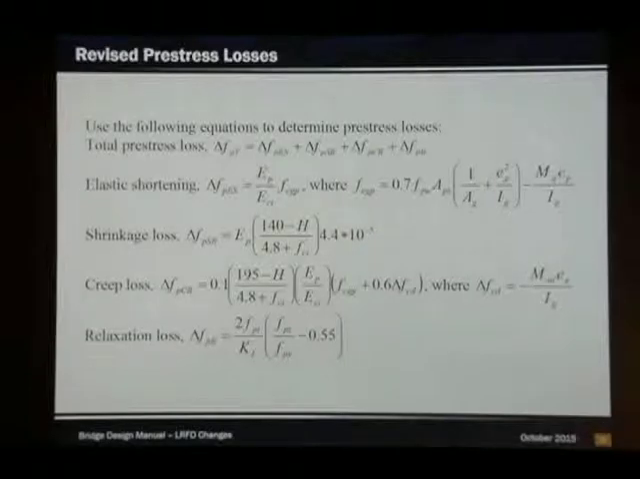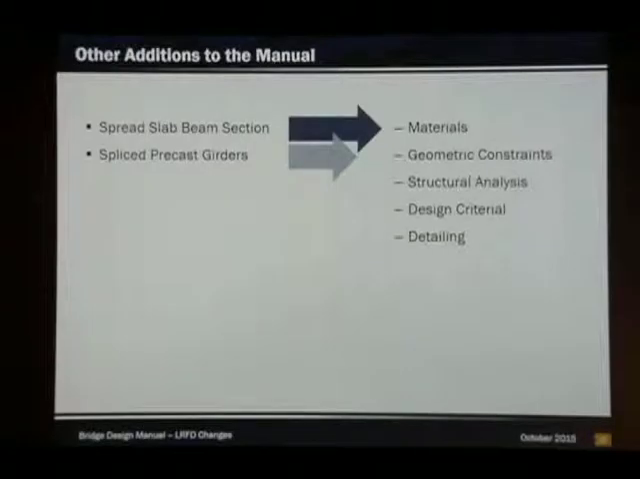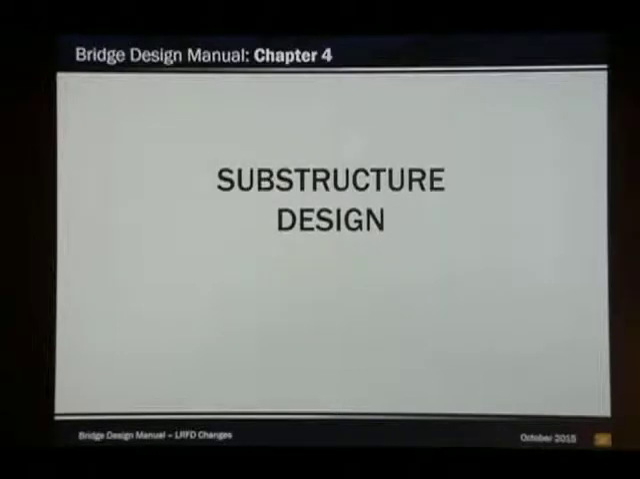The manual also gives guidance on what formulas should be used for pre-stress losses. And then last of all, there are other additions to this chapter. Spread slab beams were added, as well as spliced precast girders. Within these two sections, information is given on materials, geometric constraints, structural analysis, and design criteria and detailing.